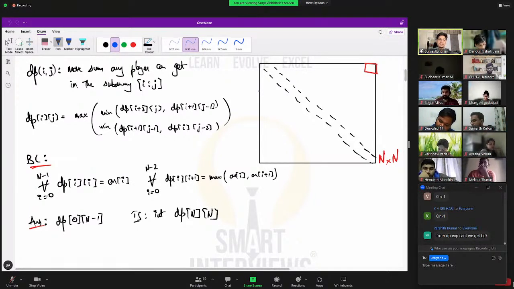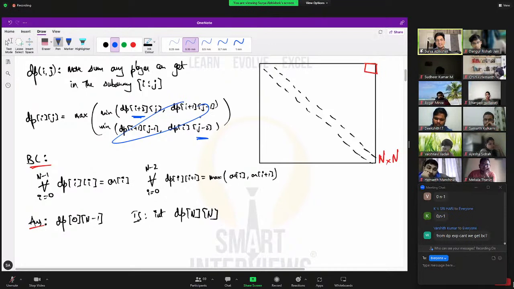From the dp expression, can't we get the base condition? No, right? It's dependent on i plus 2 and j minus 2. Maybe using just this, you could probably get it. That is also a bit problematic. Yeah, just 2 diagonals. So that will simplify our process completely.